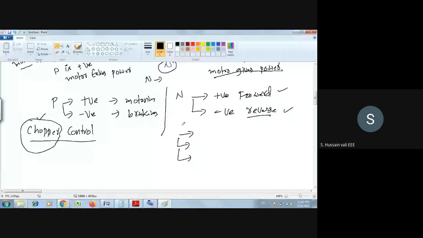Some methods are there. One is the resistance control method. Resistance control method in the sense, how do you control the speed of a DC motor? You change the voltage to the DC motor, which is going to the armature of the DC motor.